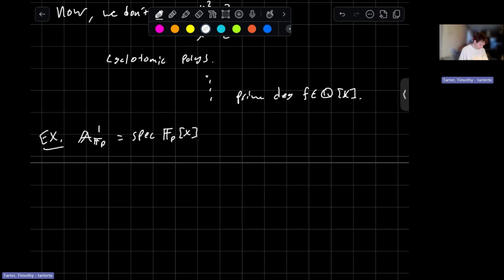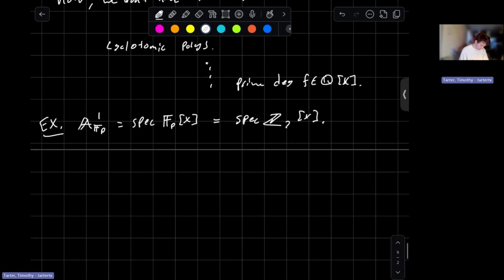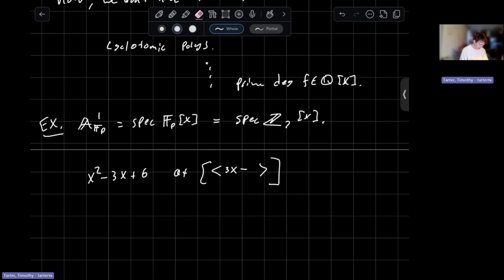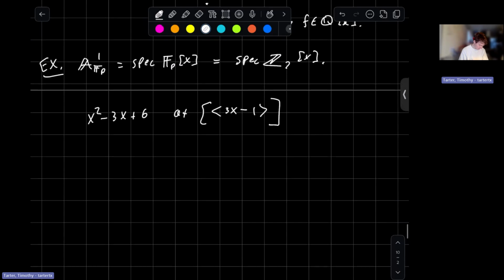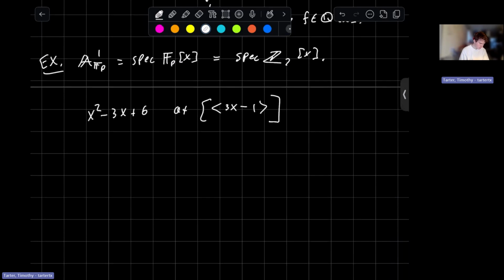So I guess let's just take for an example Spec Z_7 over X. Well, let's take x squared minus 3x plus 6 at 3x minus 1. So this is 3 inverse. We're evaluating this at 3 inverse mod 7.